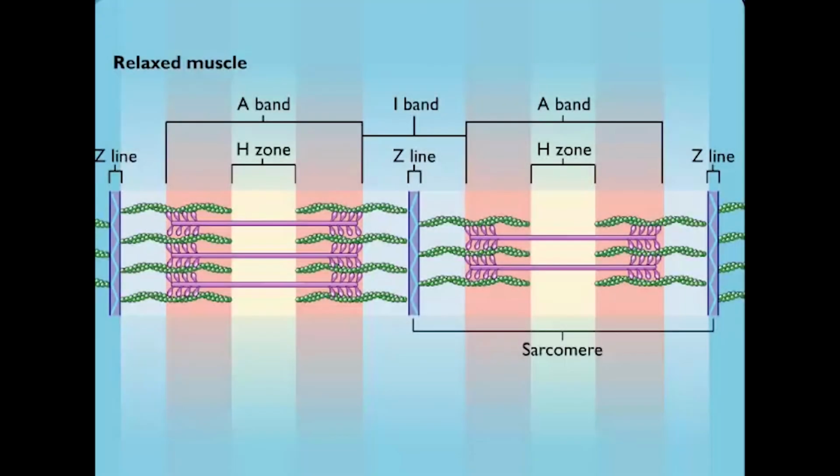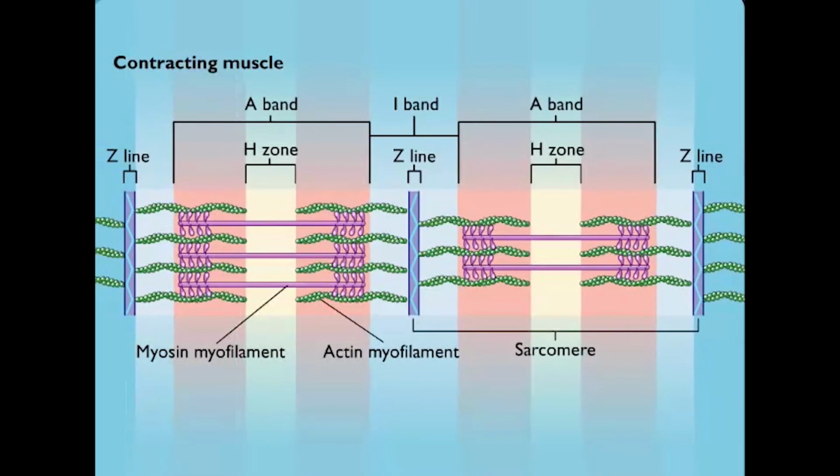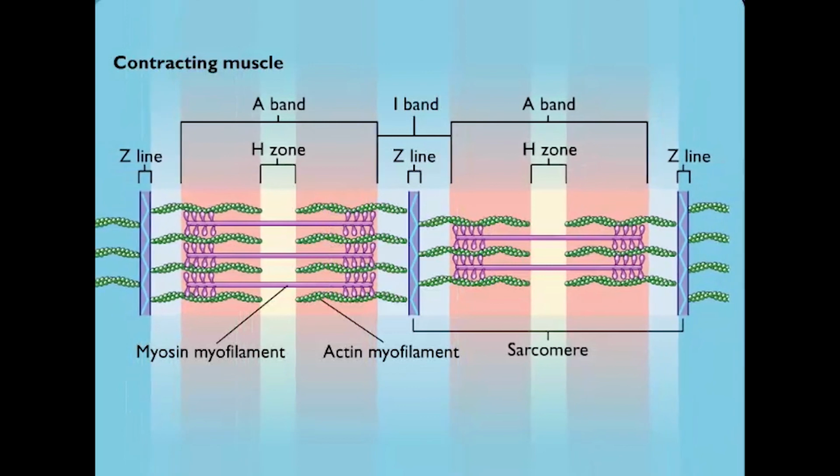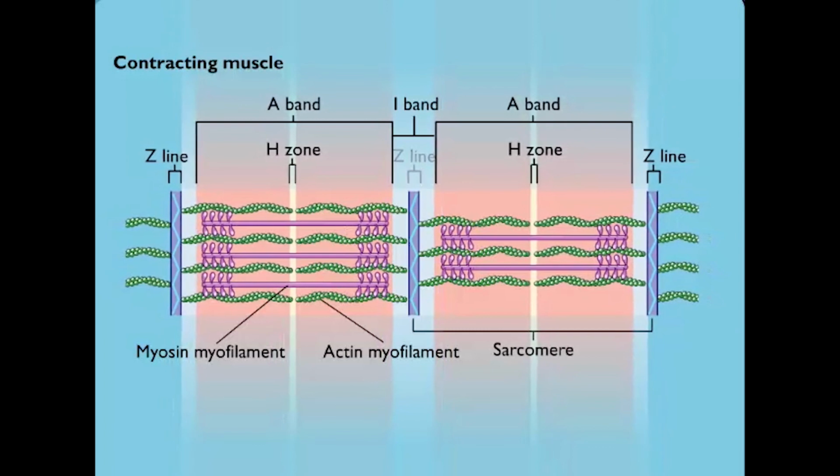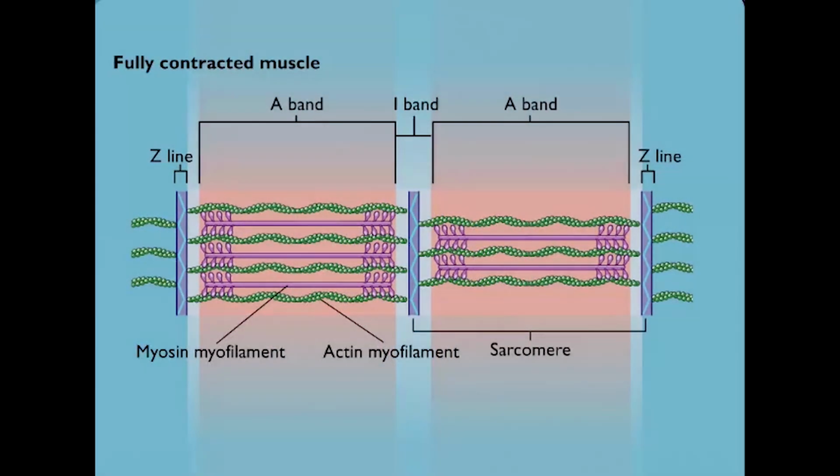In a relaxed muscle, actin and myosin myofilaments lie side by side. During contraction, the actin and myosin myofilaments interact. The actins are pulled toward the center of each myosin myofilament. As a result, the sarcomeres shorten.